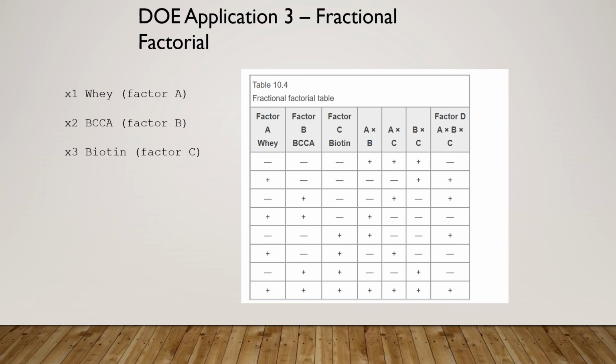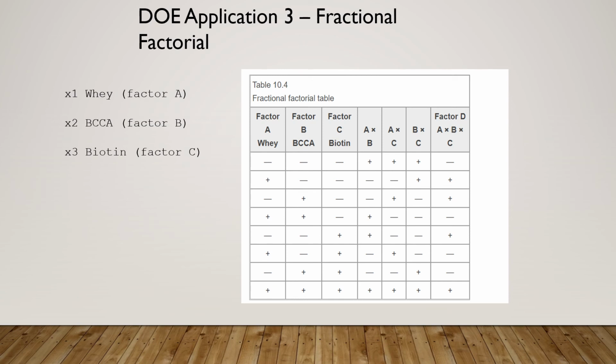For whey, we decide to vary the contents by changing the amounts from 3%, which is a minus for our baseline, to 4% plus of the total. For BCAA, we vary the material based on using bovine minus or poultry plus for our source. And for biotin, we use either reclaimed material minus or fresh material plus. Also, we have a fourth factor, D. It's the intersection of X1, X2, and X3 that is a secret proprietary ingredient.